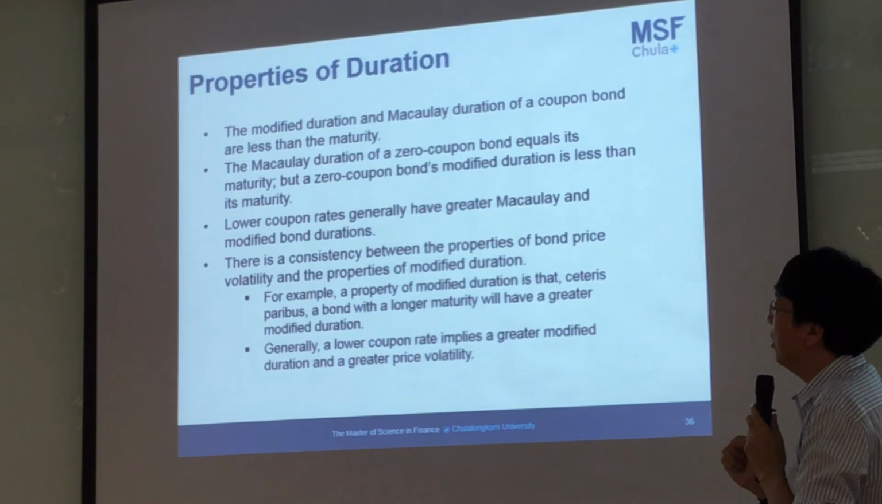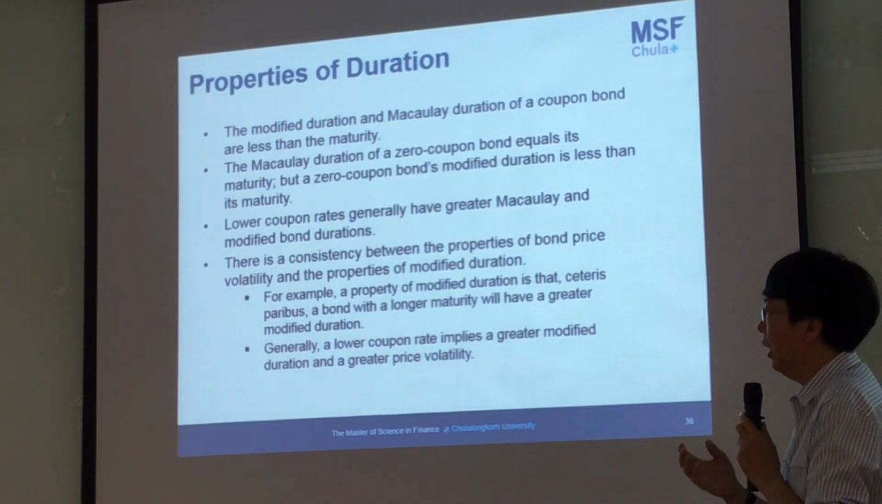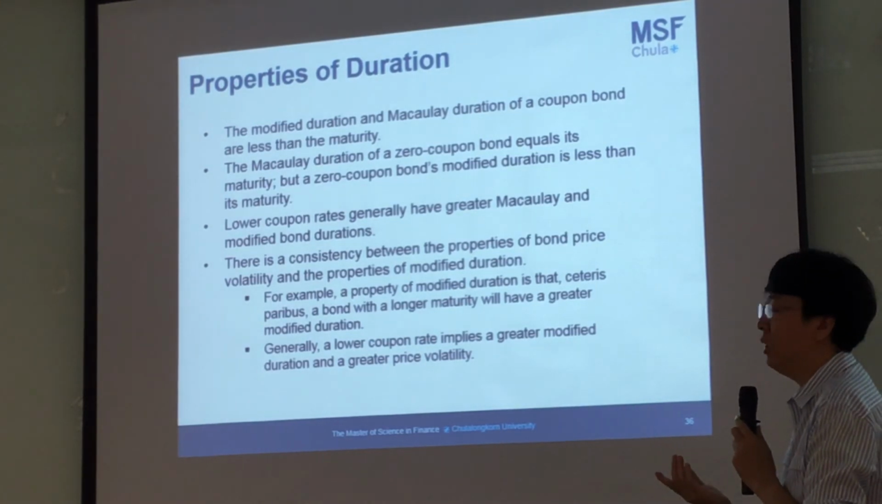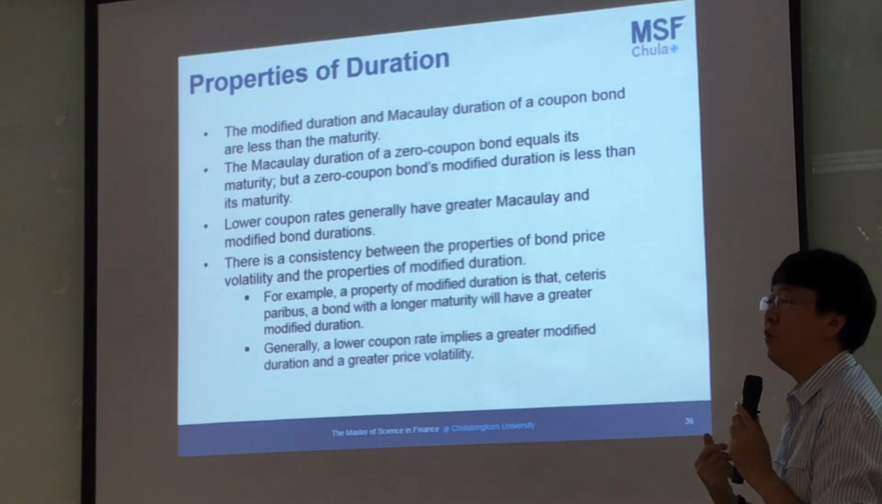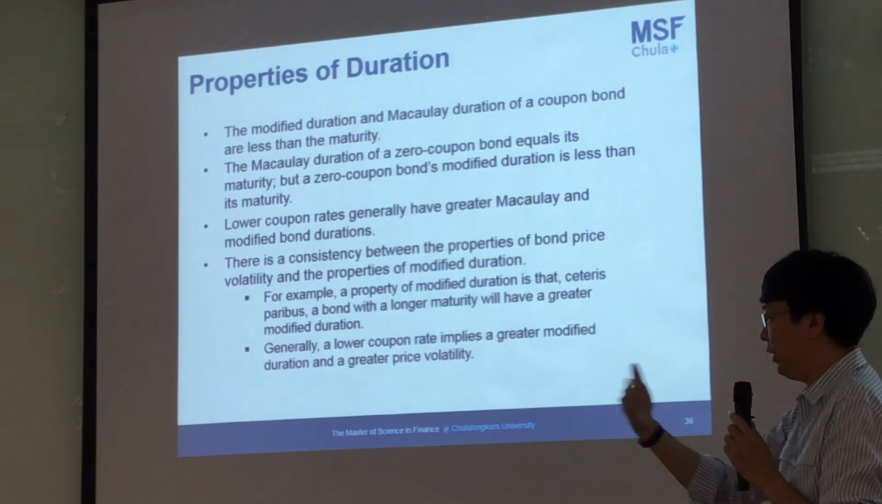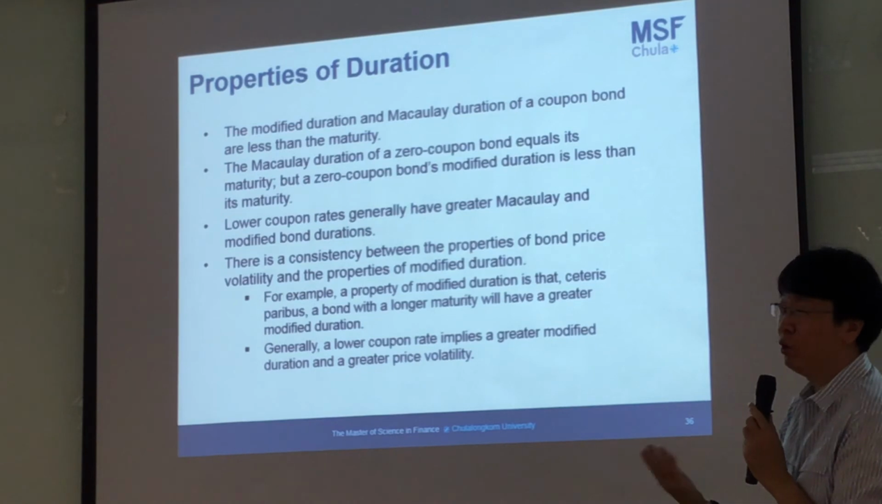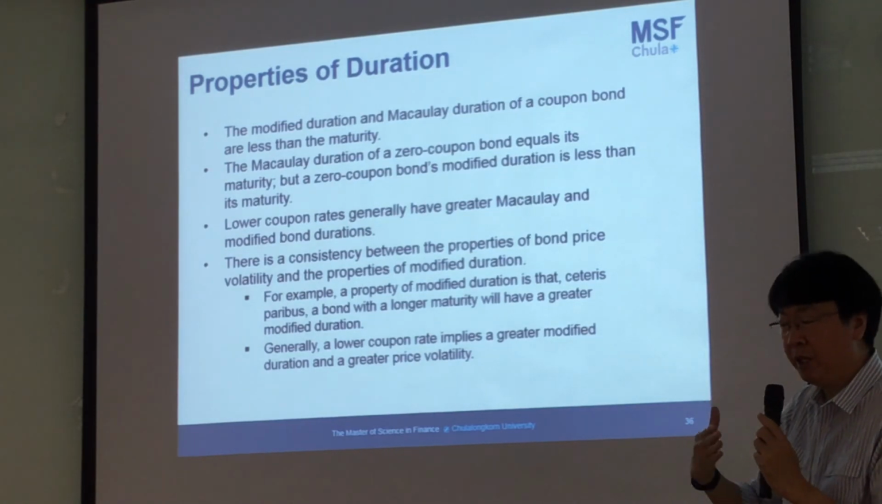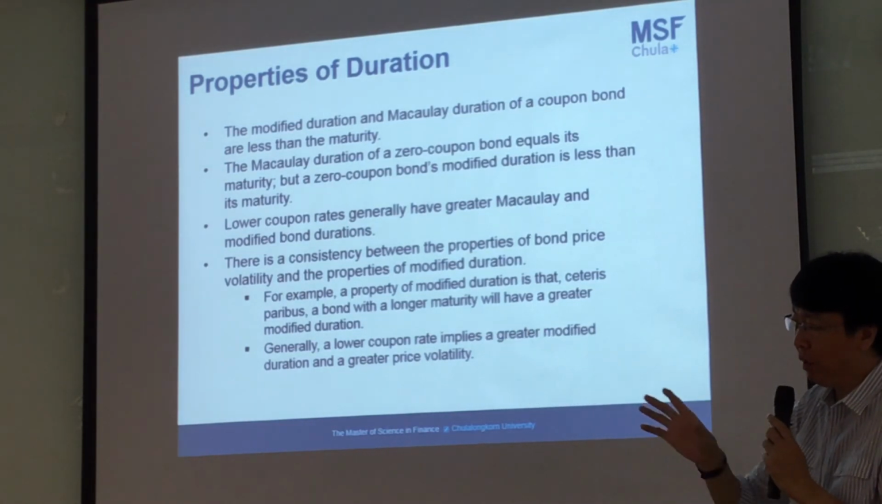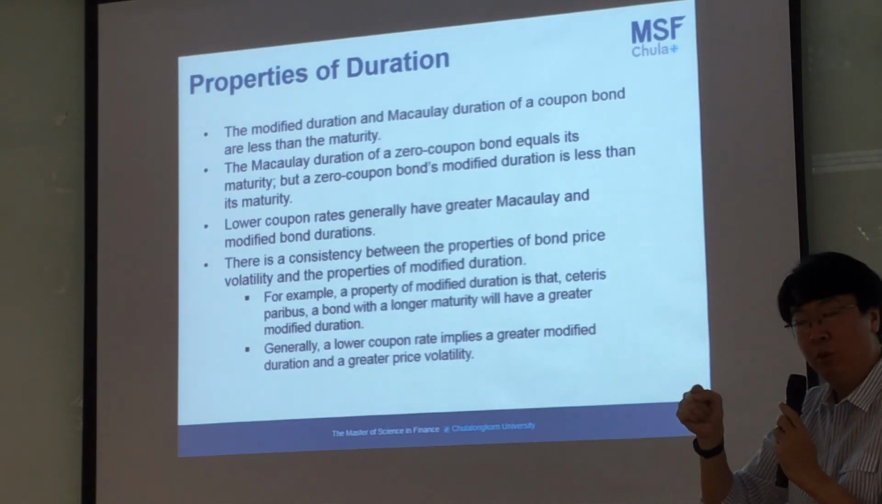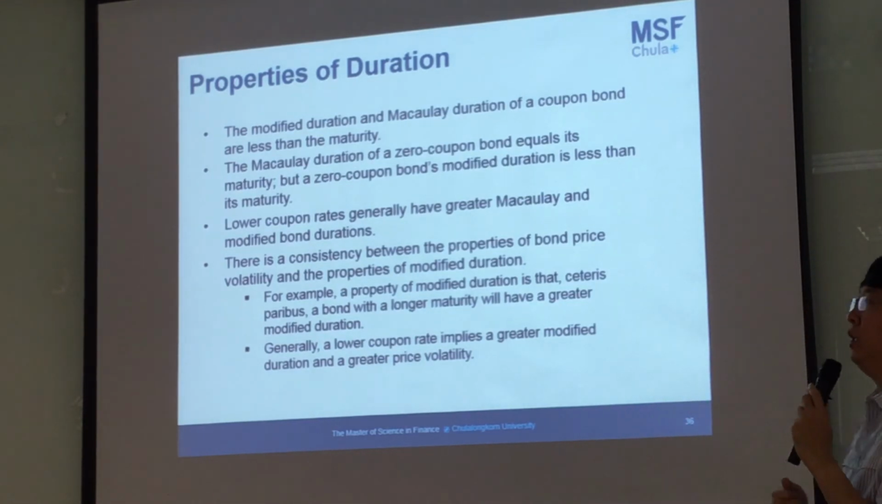But for the coupon bond, the Macaulay duration and modified duration will be lower than the time to maturity because you receive some cash flow. But for the zero coupon bond, you receive nothing until maturity. That's why the Macaulay duration is equal to the time to maturity, because you receive nothing. Right?